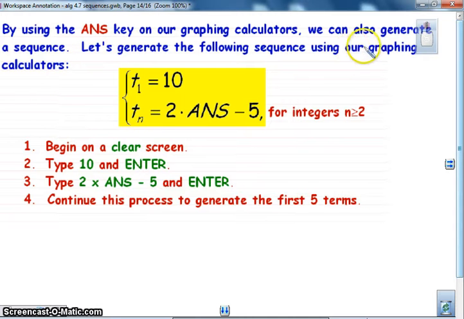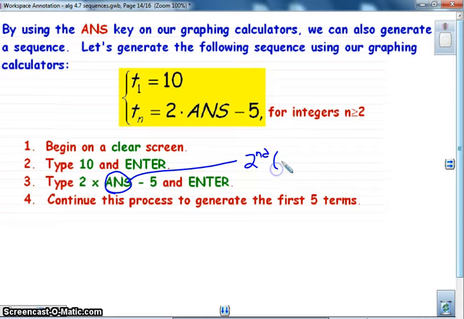Using that answer key on your graphing calculator, you can also generate a sequence. So here's one. T1 is 10. If we are looking at 2 times the answer minus 5, and they tell you exactly how to put it in on your graphing calculator. Clear the screen, type 10, then enter. Type 2 times the answer minus 5, then enter, and continue to generate the next 5 terms. It is very key that you take a look at where this ANS is. In order to get to this key on your graphing calculator, you have to hit the second key, and it's above your subtraction. So continue to do this to generate the sequence.